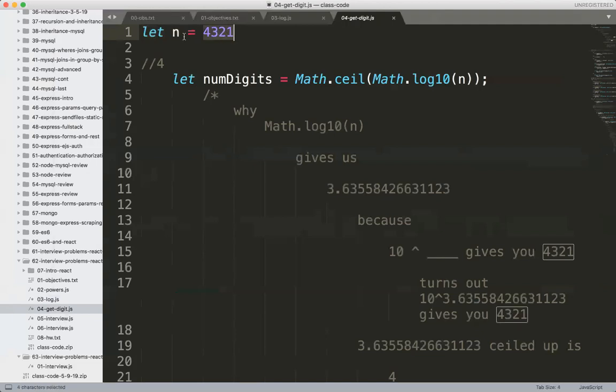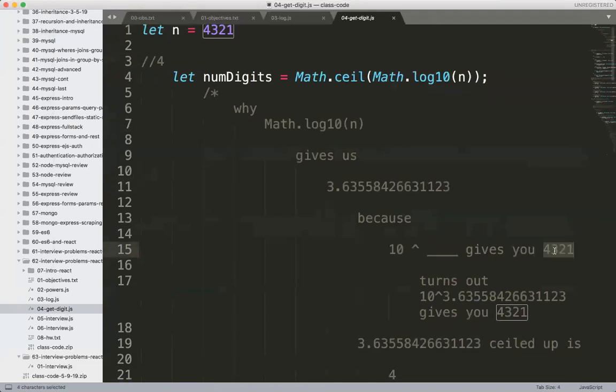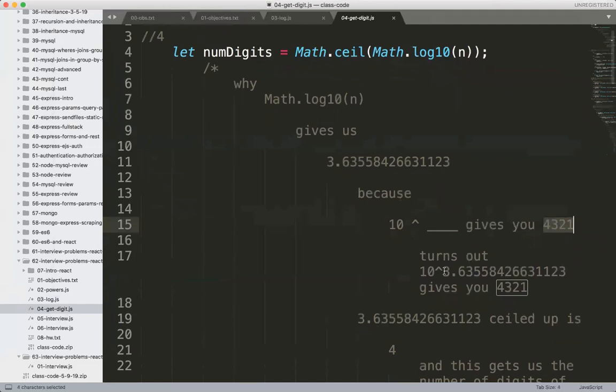All right, 4321, that's n, right? If we want to get the first digit, the 4, we could do Math.log10(n) and do Math.ceil of that. Let's go over why that works. Math.log10(n) gives us 3.635 whatever, because it's 10 to the what power gives you 4321. You can't really do that in your head, but it gives you a number above 3.